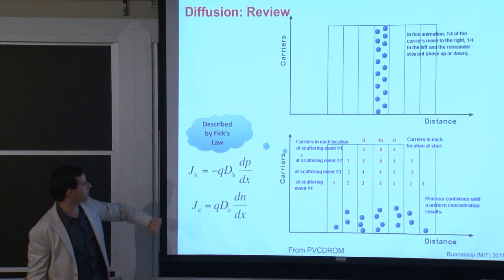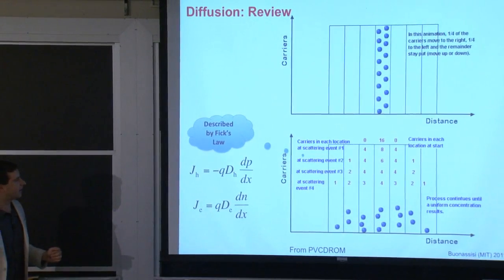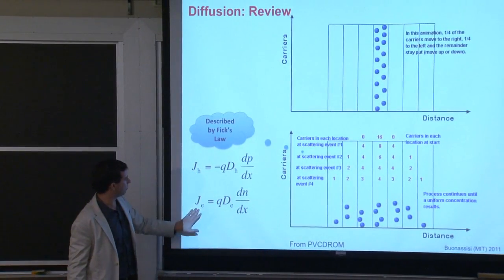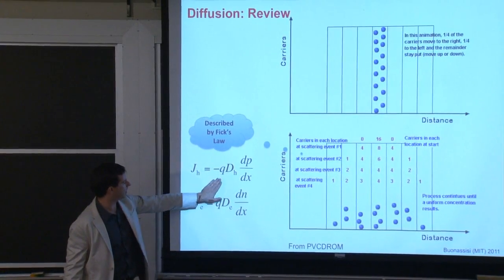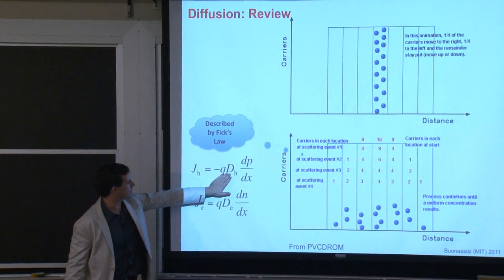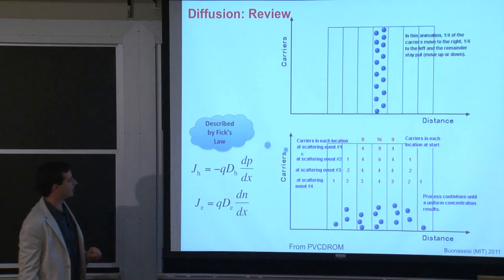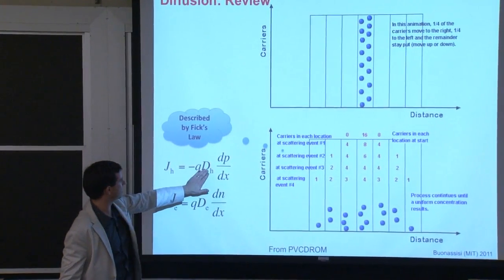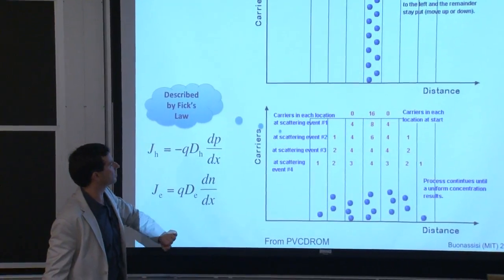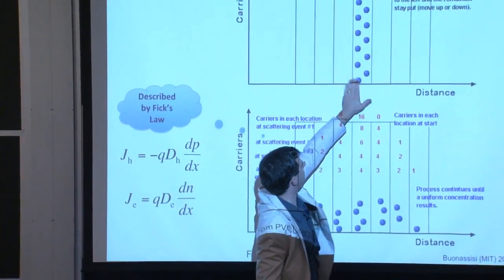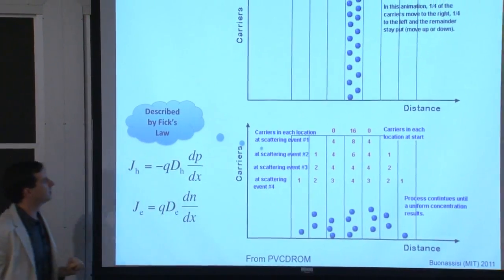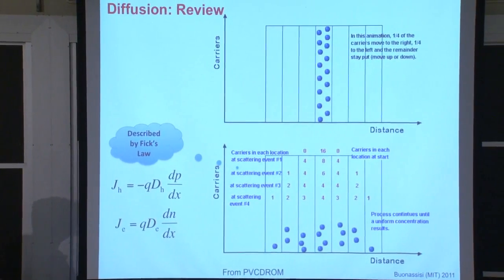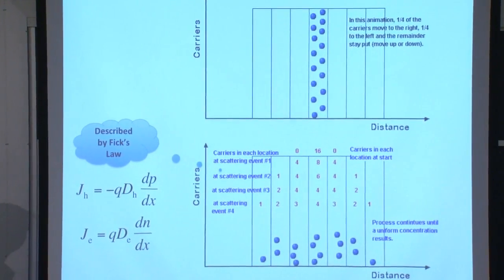If we want to describe a current to it, we would then describe the current of holes and the current of electrons by, again, the charge, the diffusivity. This is a quantity typically given in units of centimeters squared per second, and the gradient, in other words, the concentration gradient, in this case in one dimension. And that should be review for most folks from physics.